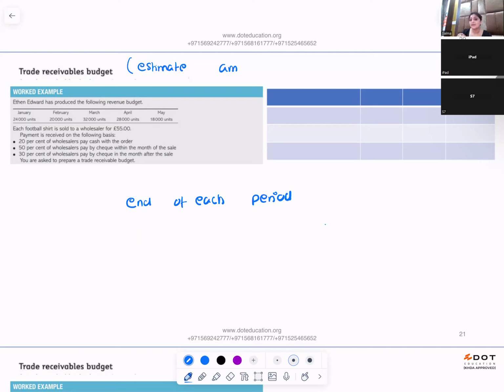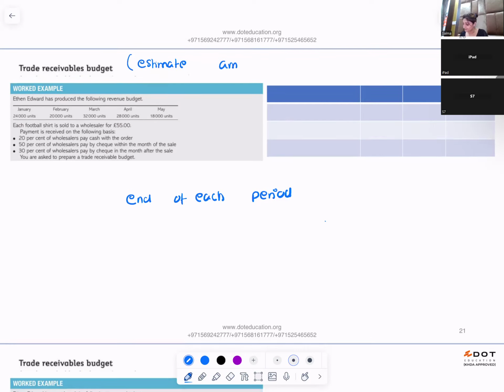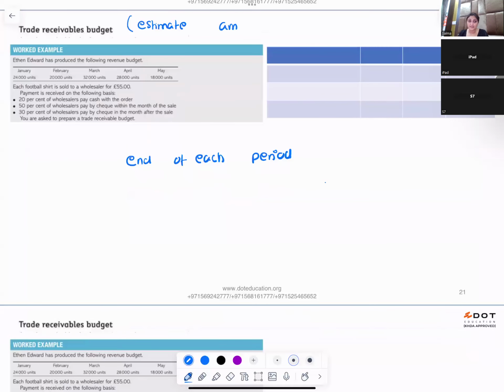To know the amount that the customer owes you, we start with the revenue budget. So how much have we sold? What are the credit customer credit terms that will allow us to calculate the amount that the customers owe us every month? Now I want you to read this question, the worked example, and see what it is telling.